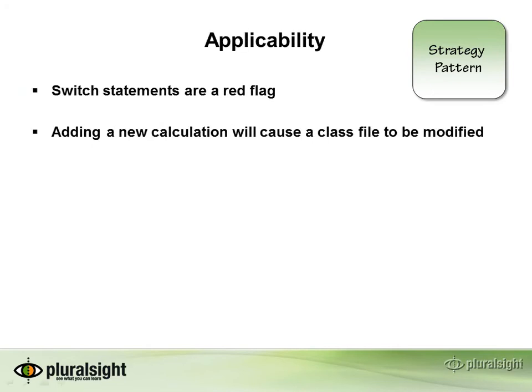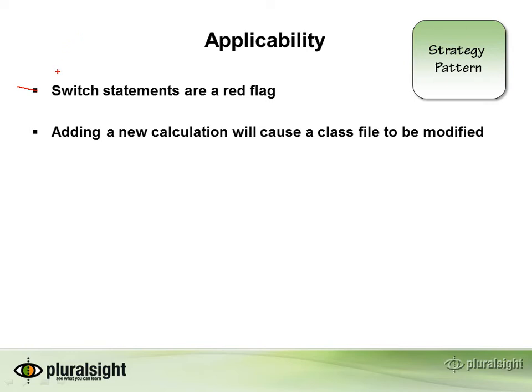Well, what are some flags we can look for that let us know the strategy pattern might be applicable to our situation? First of all, we've got switch statements. Anytime we see switch statements in a method that's trying to choose which calculation it should perform, that really should be a red flag to us. There is very likely a better object-oriented way of determining that logic than a switch statement. So switch statements are kind of a red flag.